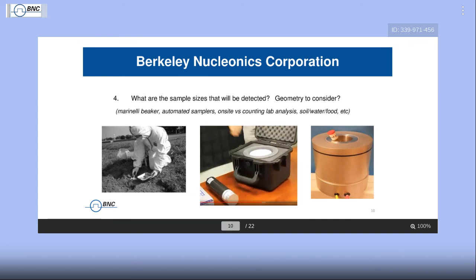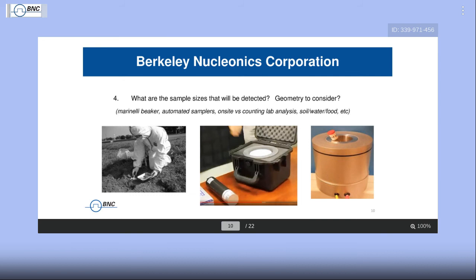It's helpful if you're going to be doing the counting on site, or if you're going to take it back to the lab. It's helpful for us to know if you'll be on site outdoors, or doing a lab-based experiment. Soil, food, water, geometry, these are the things we want to consider because you want to get the best out of the scintillator. So let's optimize distance, geometry, and the size and sensitivity.